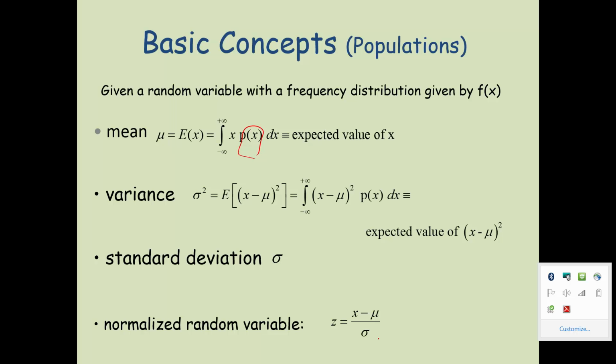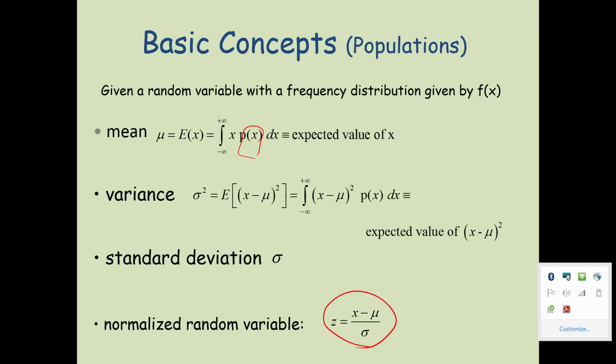Now, many times in statistics, or basically always, it's a good idea to normalize your random variable. So we have a random variable x, which has dimensions. For instance, if x is temperature, then it would have degrees centigrade or Kelvin, something like that. If x were a velocity, it would have units of, let's say, meters per second. If x were mass, it might be kilograms, right?